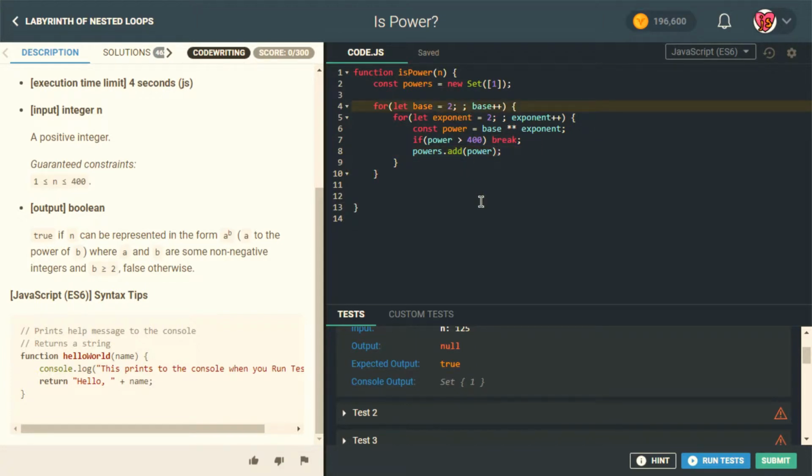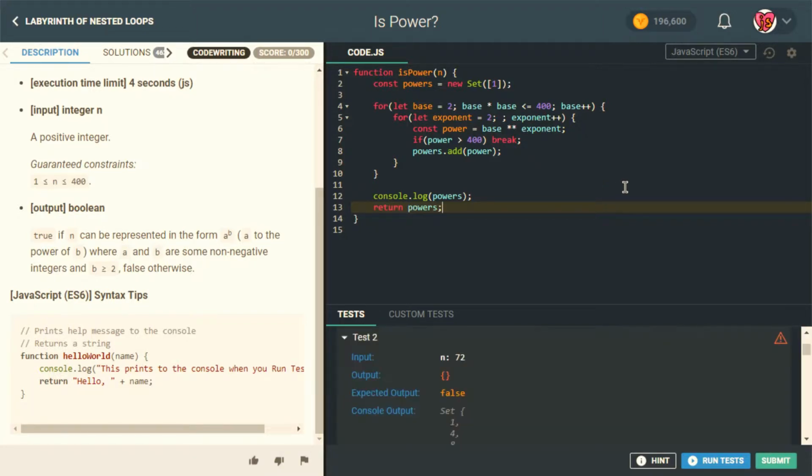So we should probably give a condition here. What we want to be sure of is that if we take our base and multiply it by itself, it would be less than or equal to 400. Because we already know the lowest exponent is going to be 2. If we know that when we square it, it's going to be above 400 anyway, then there's no sense in continuing. So we'll do that. And then at the end, I'm going to do a console log of powers. And then I'm also going to do a return of powers.